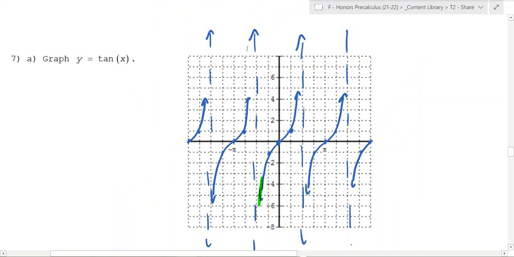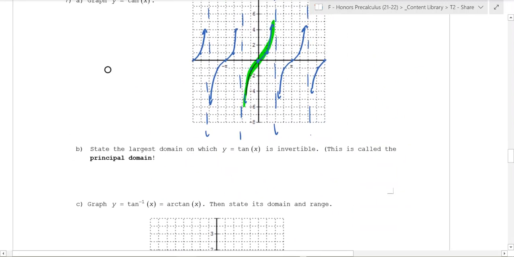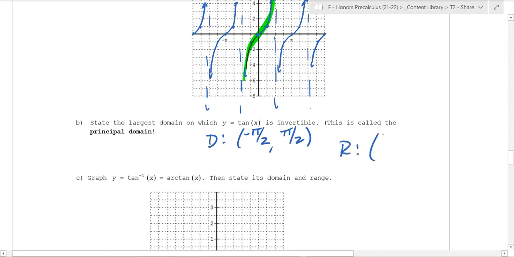But if we look at just the central curve here, that piece is invertible because every horizontal line passes through just one point. So the domain we're going to work with there will be -pi/2. It doesn't include it because tangent isn't defined at -pi/2, all the way to pi/2. And in this case, the range goes infinitely down and up, so -infinity to infinity.